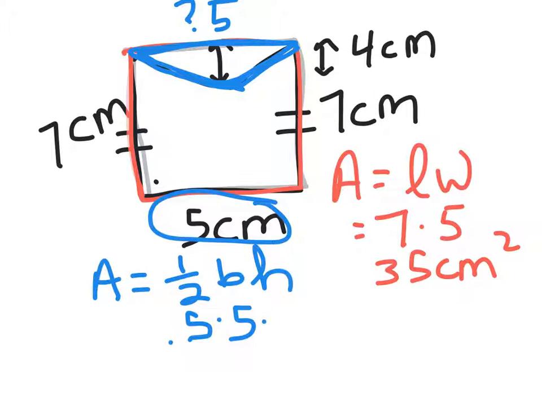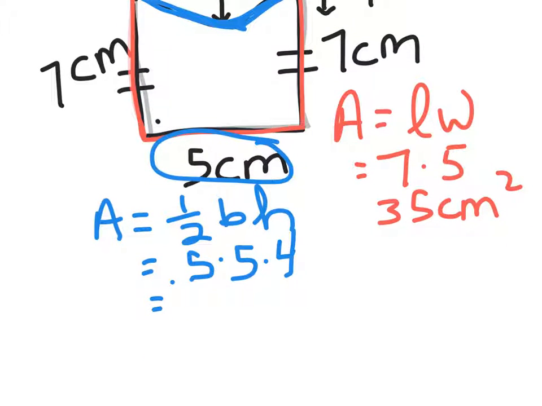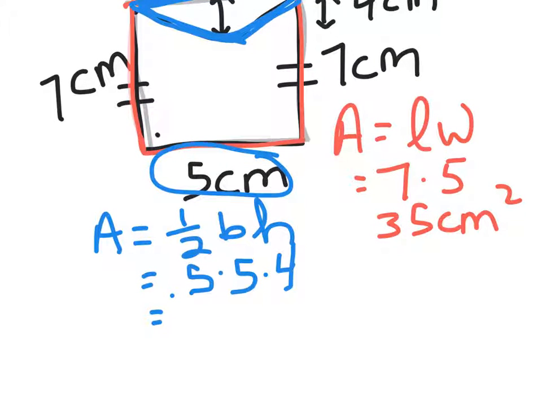What clues do I have to the height of my triangle? Well, if you look, how tall is that triangle? This arrow right here tells me that it's 4. So my triangle is now 0.5 times 5 times 4. The triangle turns out to be 10 centimeters squared.